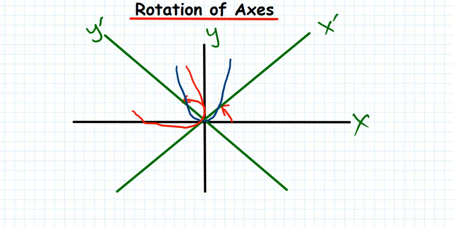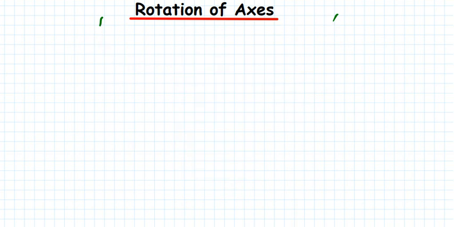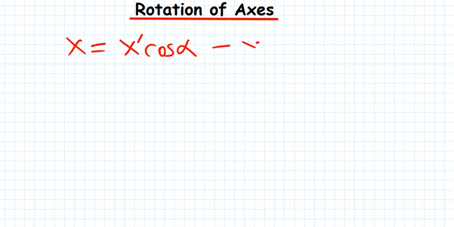So let me put for you the equations we're going to be using to create a relationship between x, y and the x prime and y prime as well. Our x is going to be given as x prime cosine of alpha minus y prime sine of alpha.